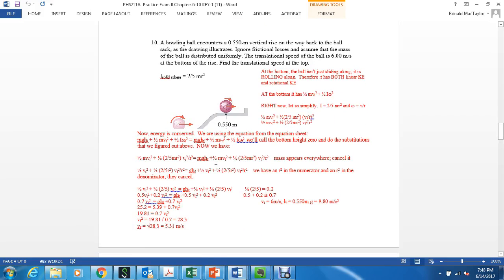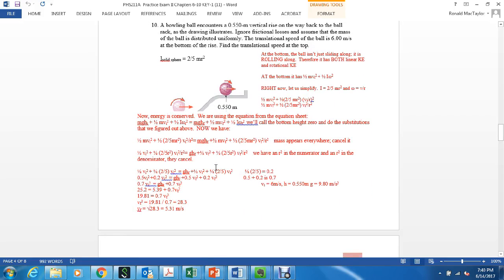All right. Whoo, boy, this looks difficult, doesn't it? So the bowling ball is going to roll up the incline, and now we're interested in both the linear kinetic energy of the bowling ball, but also the rotational kinetic energy of the bowling ball. So at the bottom, it has both linear and rotational kinetic energy, and then at the top, it will have both linear and rotational kinetic energy.